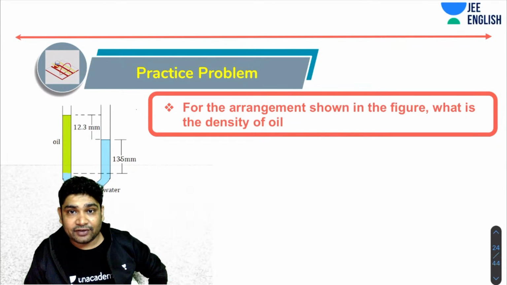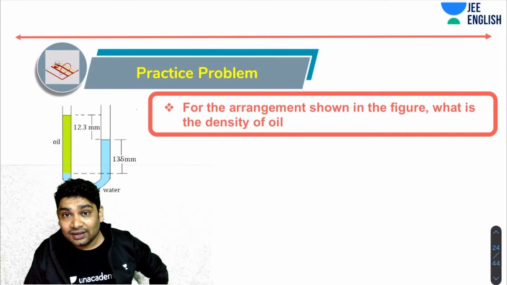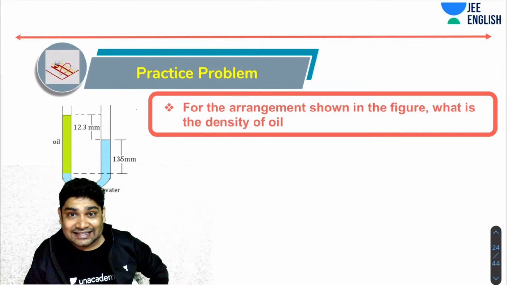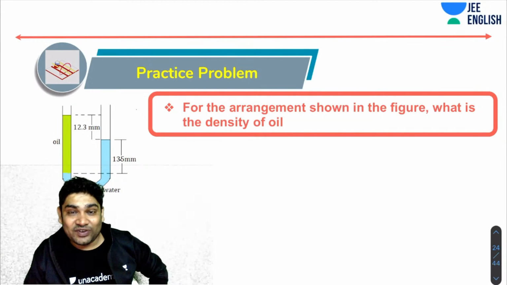Let's see if we can figure this out. Try this. This is an easy one, a very standard problem. The hint is that at the same horizontal level, the pressure in every liquid is always the same.